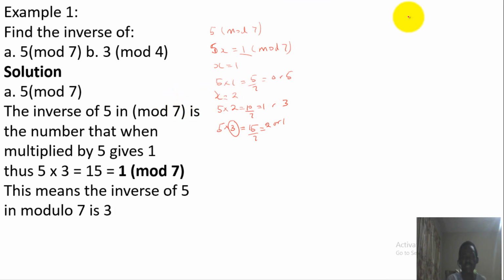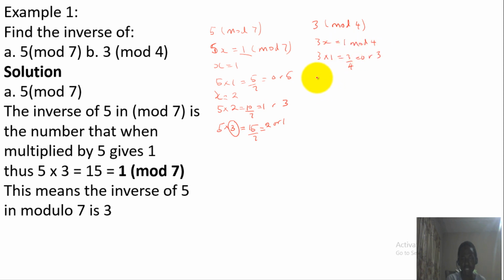Then when they say 3 as well, 3 in mod 4, basically just say 3x. That what you multiply 3 by, that will give you 1 in mod 4. Automatically, if you say 3 times 1, that will give me 3. 3 divided by 4, that will be 0. Remainder what? 3. Because 4 times 0 is 0 plus 3 will give me 3. It's returning 3, not 1.